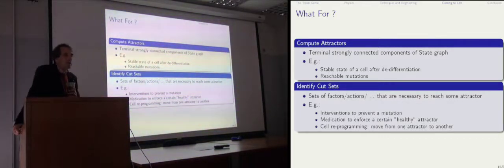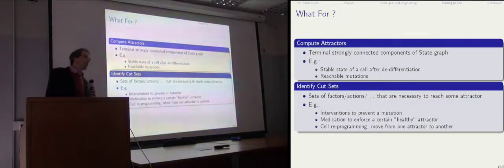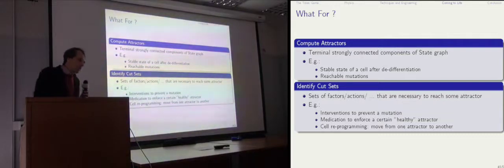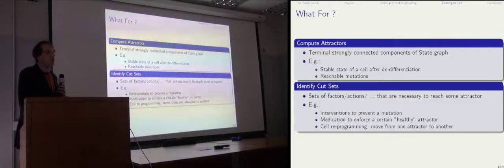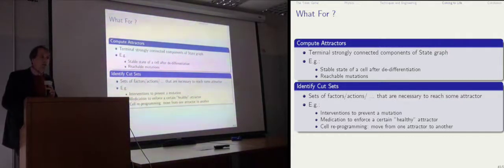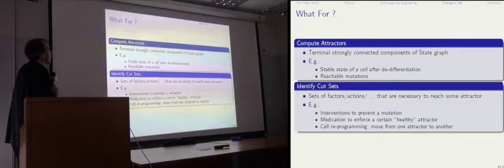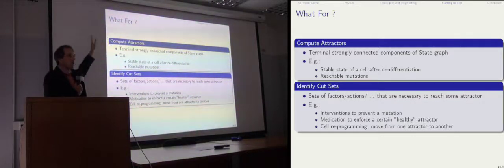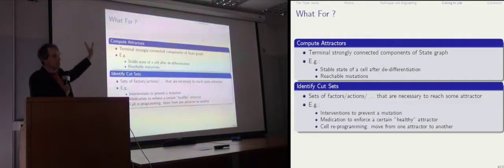What are attractors? You may know that, for instance, the cells of the human body all have the same genetic code, but not all of them have the same shape or function or role in the body. And in some circumstances, for instance, if you are hurt, cells can change their role and differentiate into different roles. This is how skin gets repaired after you get hurt, for instance. And if you have a graphical representation of all the states that the cell can have, this corresponds to a terminal strongly connected component of that graph where you always turn around. And computing these attractors, of course, tells you a lot about the possibilities of some organism.